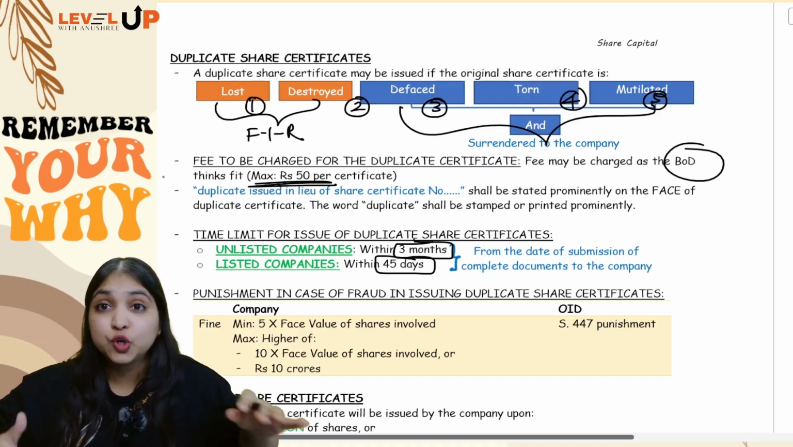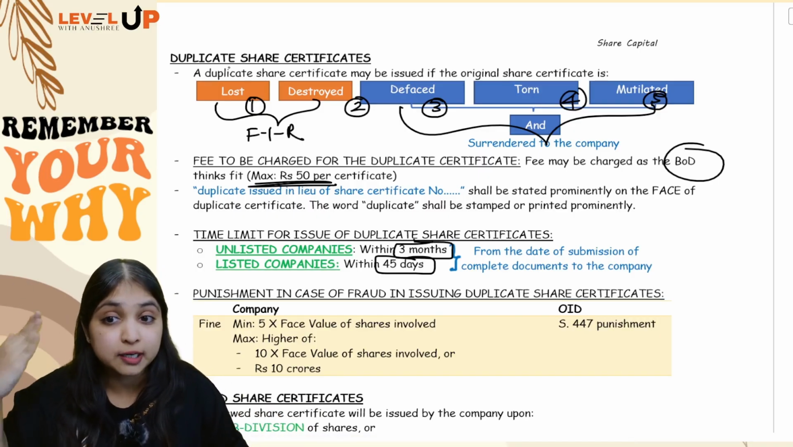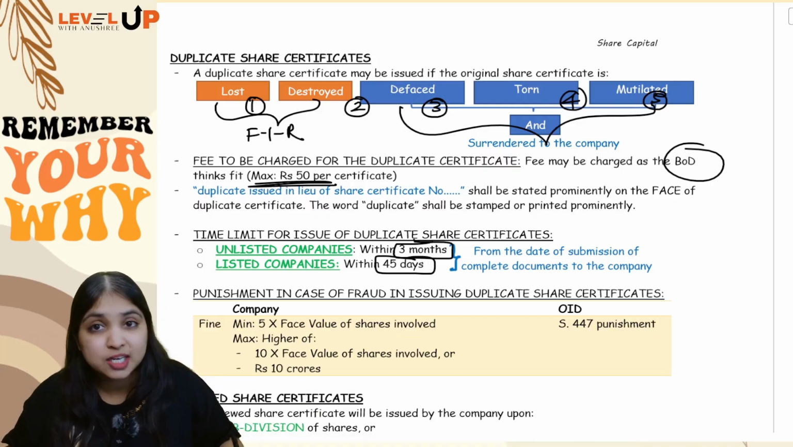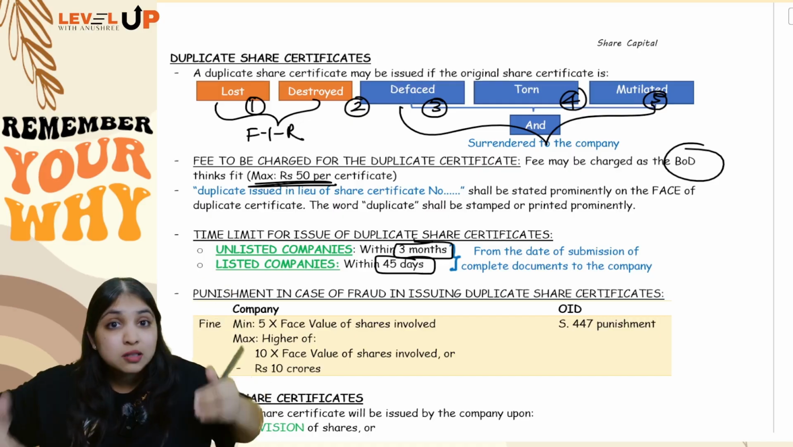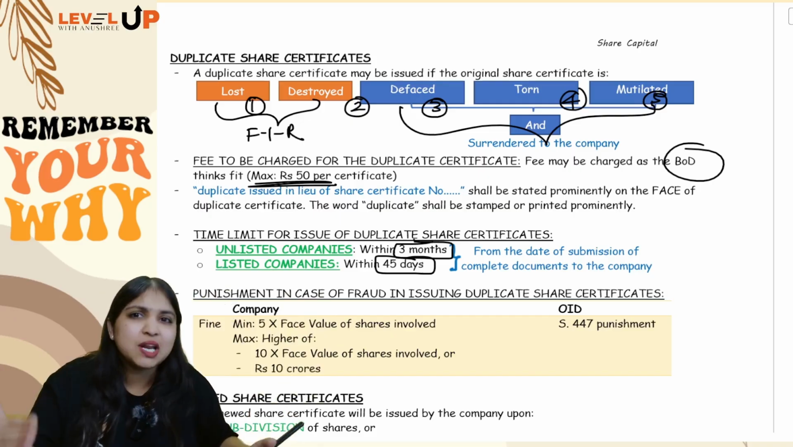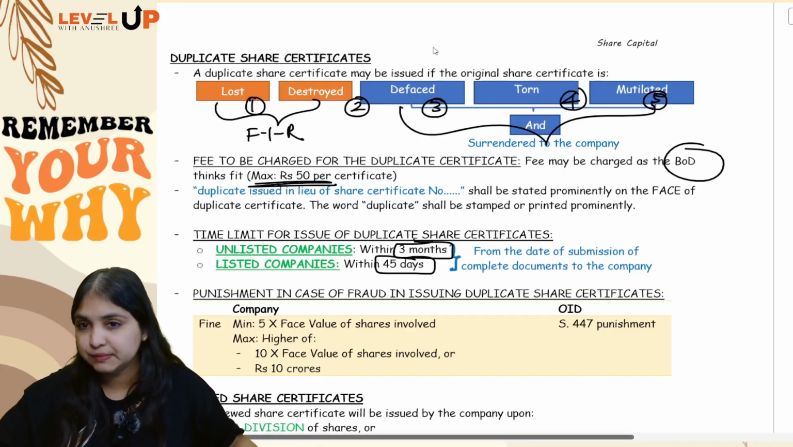When does the company issue a duplicate certificate? If the original is lost, destroyed, defaced, torn, mutilated. All the 5 words have to be written in your answer. Maximum 50 rupees the company can charge for the duplicate certificate. On the duplicate certificate, it should be written that this is a duplicate one. And within how much time will the company issue this? If it's an unlisted company, within 3 months, listed companies within 45 days.